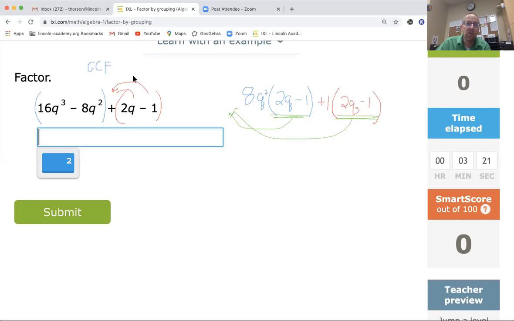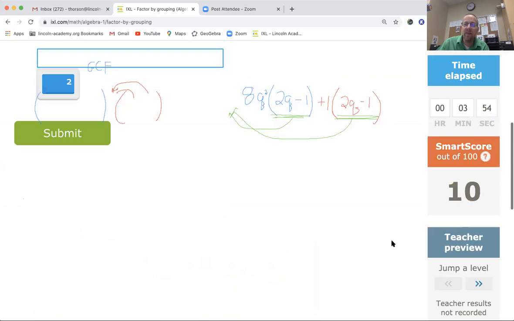So when I go to here now, what I'm going to type in is a single parentheses. We have a 2q minus 1. And that's going to actually be both of these pulled out as a single one. And then what's left, which is that 8q squared, plus this 1 here, plus 1. Did that make sense? And then we hit submit, and yay, we got it right.